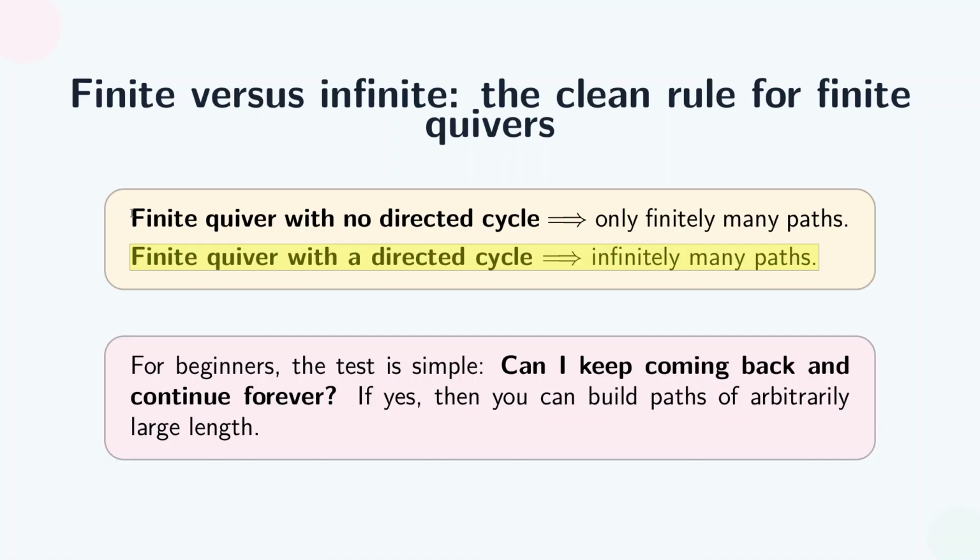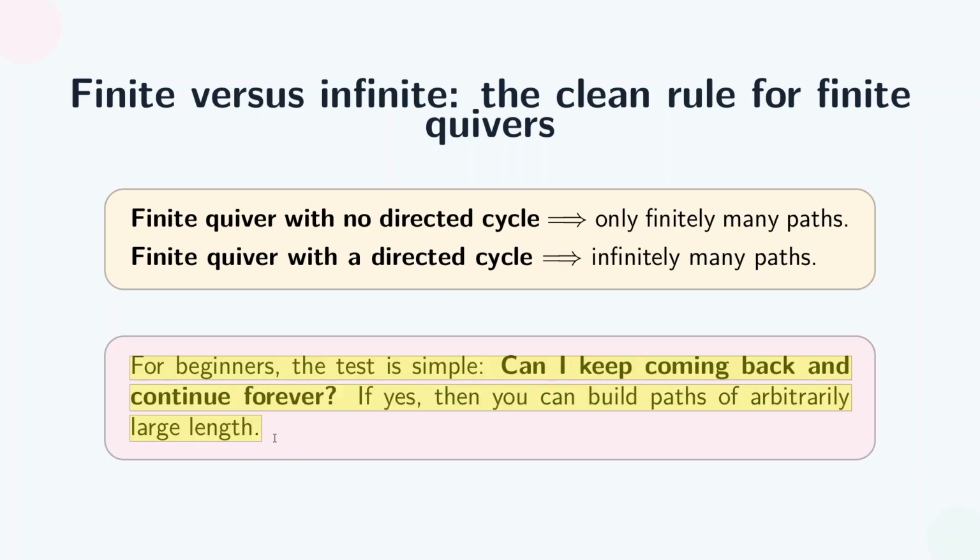So for beginners, there is a very simple test. Ask yourself this question: can I keep coming back and continue forever? If the answer is yes, then I can build paths of arbitrarily large length. And that means there are infinitely many paths. If the answer is no, then eventually every path must stop. And in the finite case, that means there can be only finitely many paths. So directed cycles are exactly what create endless path building in finite quivers.